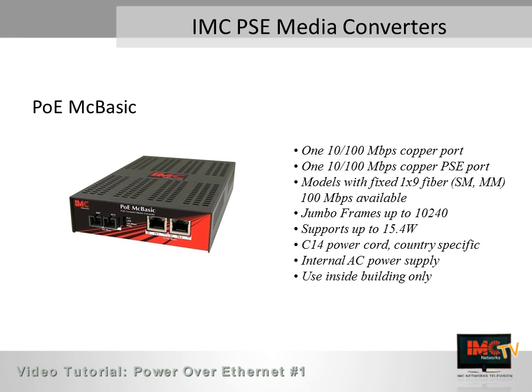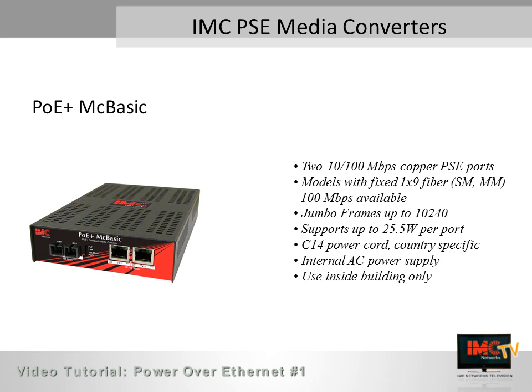In the category of power sourcing equipment, the first model is the PoE McBasic. It has one 10/100 copper port and one 10/100 Power over Ethernet port. The fiber ports are available in fixed 1x9 fiber, single mode or multi-mode, supports up to 10,240 byte jumbo frames, and offers support of up to 15.4 watts, meeting Type 1 power. It's used for inside the building installations only.